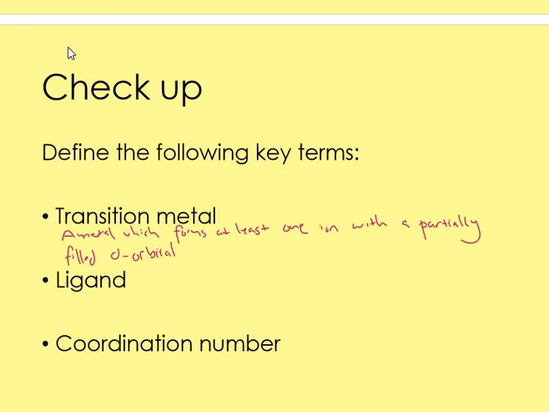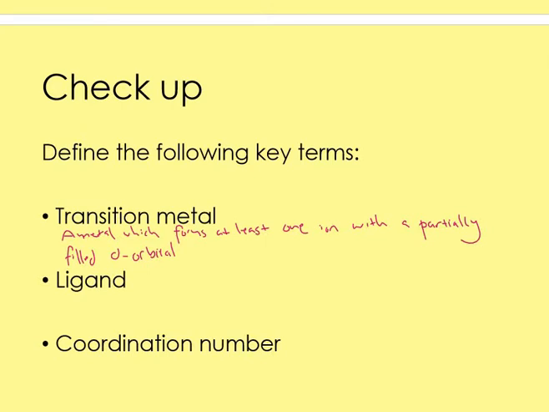Okay, so transition metal, the first of our definitions, is a metal which forms at least one ion with a partially filled d orbital. So remember, this is why scandium and zinc by definition aren't transition metals, because when they form their ions, they don't form partially filled d orbitals, unlike most of the rest of the elements in the d block. But the transition metals aren't limited to the d block. It's any metal which forms at least one ion with a partially filled d orbital.